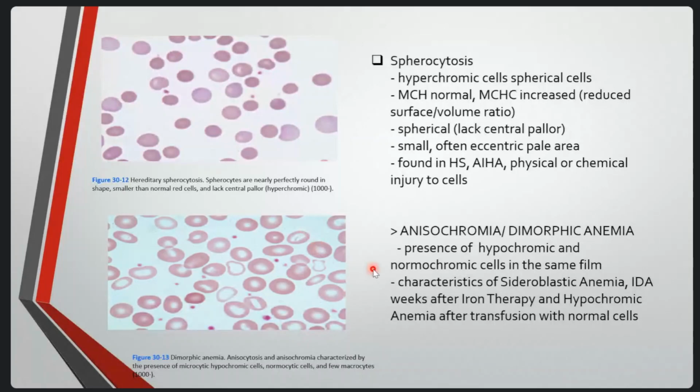Next, we have the anisochromia or dimorphic anemia. This is when you see a dual population of hypochromic red blood cells and normochromic RBCs in the same film. This is characteristic of sideroblastic anemia, even iron deficiency anemia after iron therapy, and hypochromic anemia after you have transfused with normal blood cells.